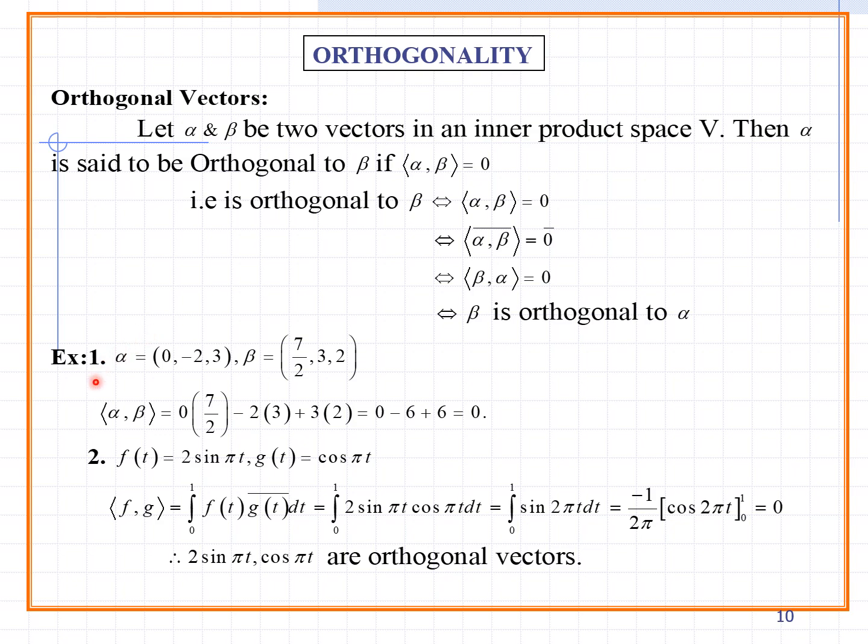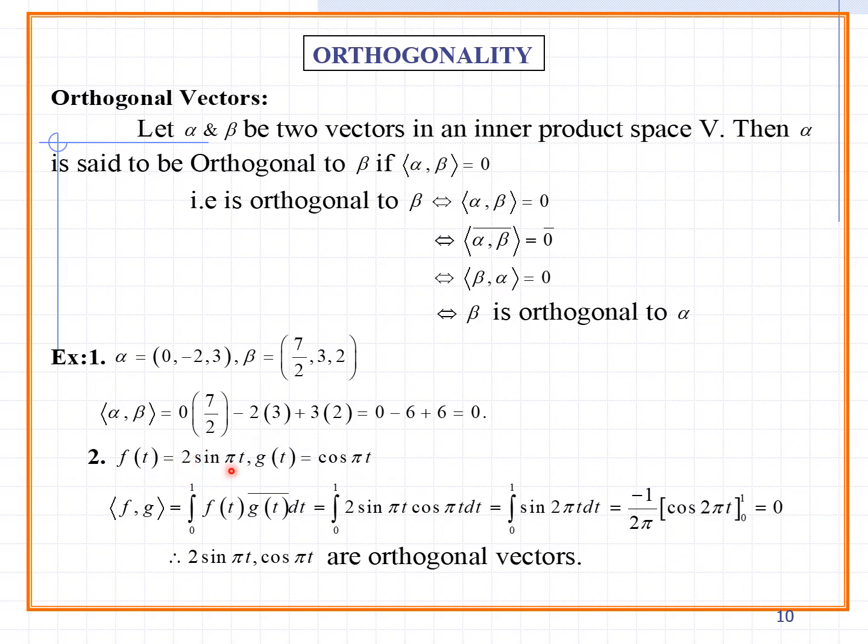So let us see one example. Alpha is (0, -2, 3), beta is (7/2, 3, 2). You can apply the multiplication on this, and the final product equals 0. It means it is orthogonal. Not equal to 0 means the two vectors are not orthogonal. Once 0 comes, it is orthogonal. So let us see one more example.